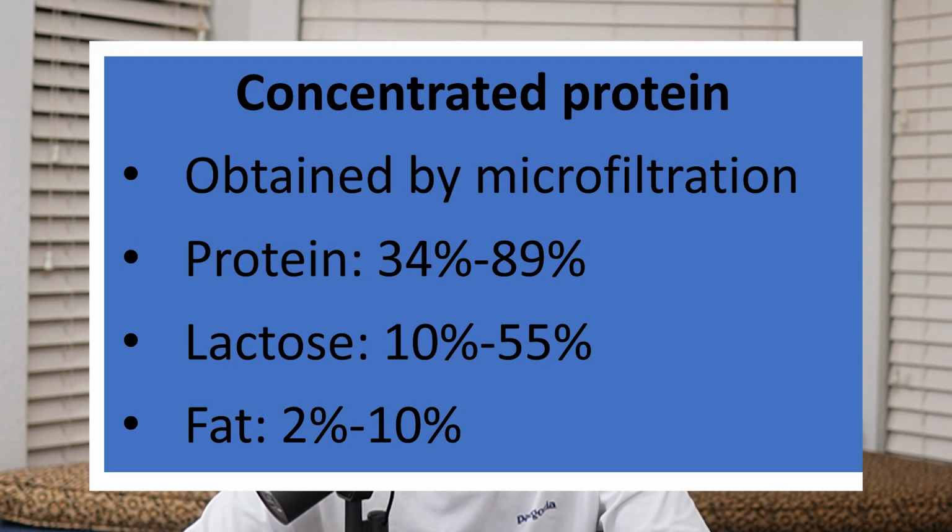Besides protein, other major components in concentrated protein are lactose and fat. The lactose concentration is usually between 10 to 55%. The fat is usually between 2 to 10%. These numbers vary by protein concentration.